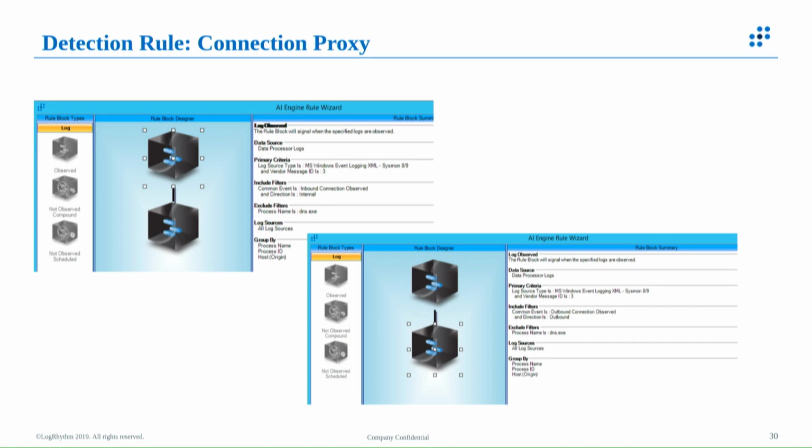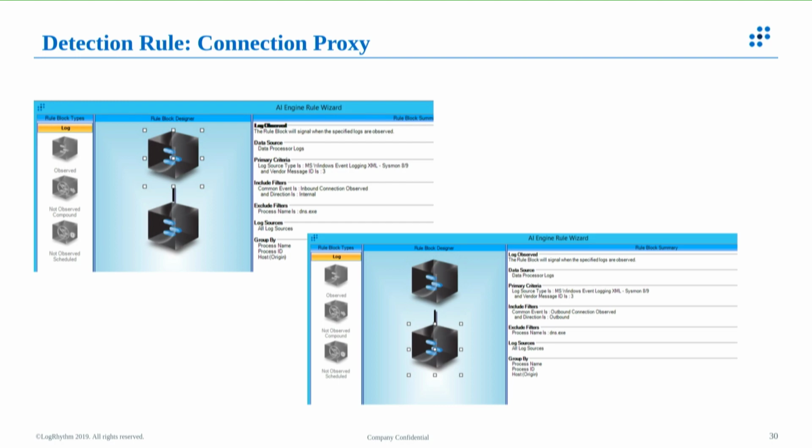So here, and again, it's probably a little difficult to see, but basically what you're seeing here is an AI engine rule. It has two log observed blocks that are correlated to each other. It's based on the Sysmon event ID 3, which means that a process has made a network connection. The first block says that there's been an inbound connection to a machine from an internal host. So within your organization, essentially, a connection is being made from one host to another.